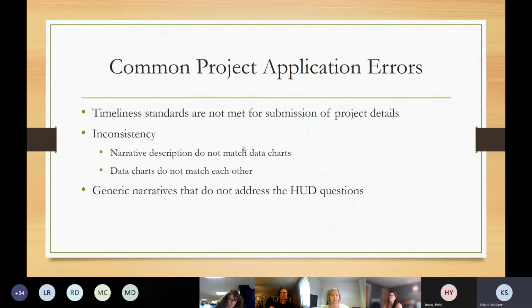Some of the common issues that we see in new project applications is that timeliness standards are not met for submission of project details. There's inconsistencies in your actual project application, such as narrative descriptions that do not match data charts, or data charts that don't even match data charts. So we're really looking for people, when they're submitting new project applications, to ensure they're answering the questions and that all of the information lines up within the actual project application. We need to make sure there's not generic narratives that are not responding to the actual questions that are proposed in the new project application.